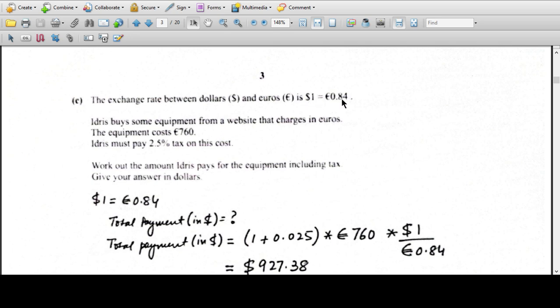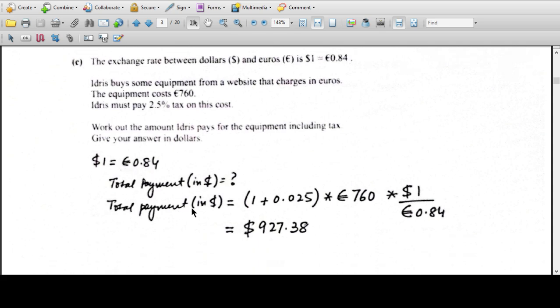So we are given $1 is equal to 0.84 euros. The total payment has to be calculated. Total payment is what Idris pays: this is the amount, and this is the tax, 2.5% tax.